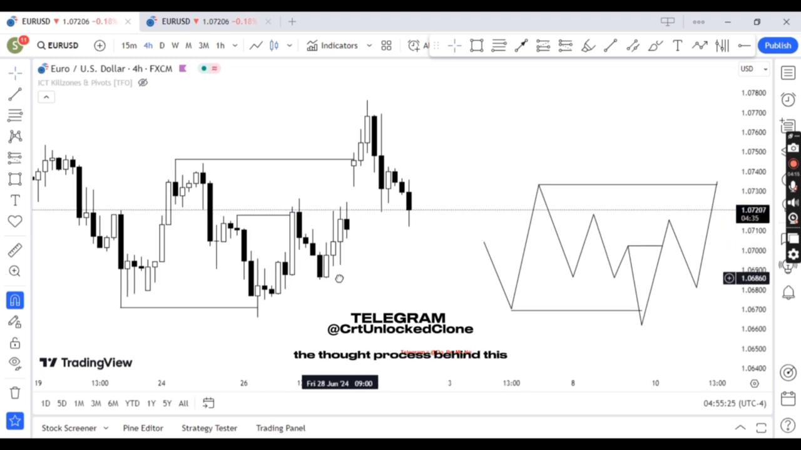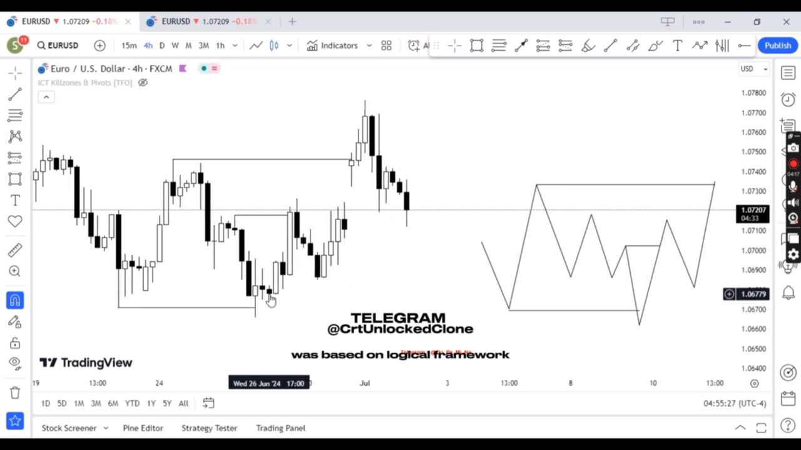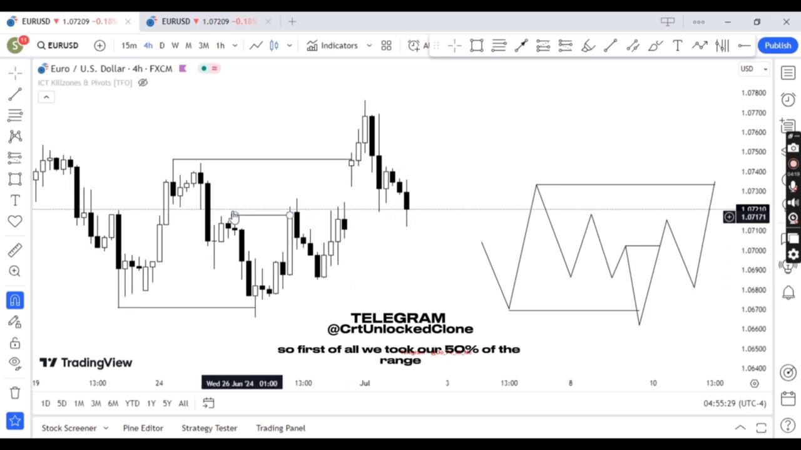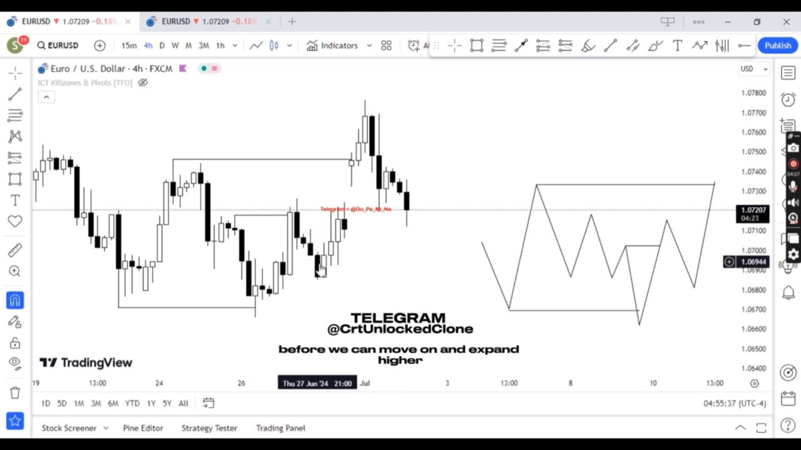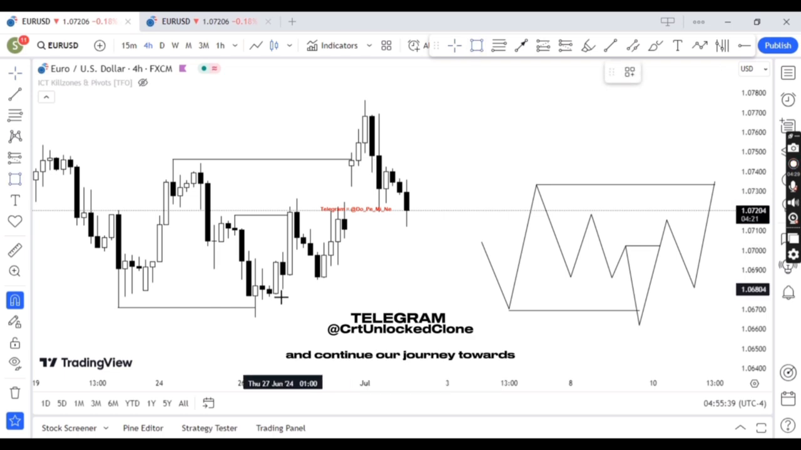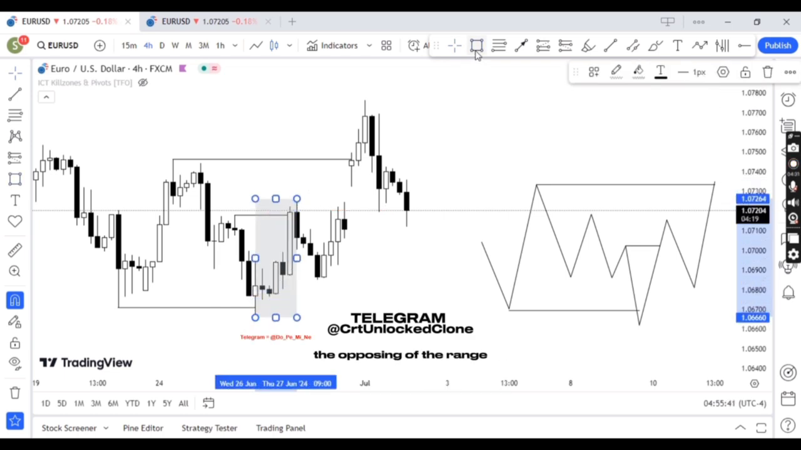Now the thought process behind this was based on a logical framework. So first of all we took out 50% of the range, which is this range high right here, and now based on that we can expect a retracement profile before we can move on and expand higher and continue our journey towards the opposing end of the range right here, right?